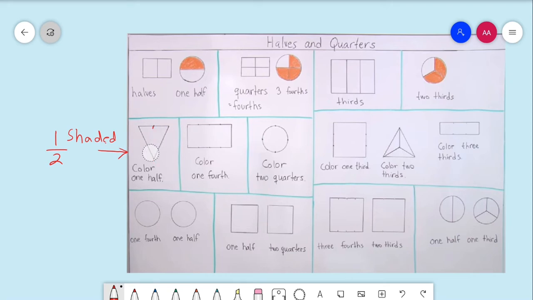Okay, next question is color 1/4 of the rectangle. 1/4 means the rectangle has a total of 4 portions. This is the first portion, this is the second portion, this is the third portion, and the last one is the fourth portion. If you've been asked to color 1/4, this means you need to color this part, which means you need to color a quarter of the shape. The quarter of the shape, or 1/4 of the shape, is 1 piece.